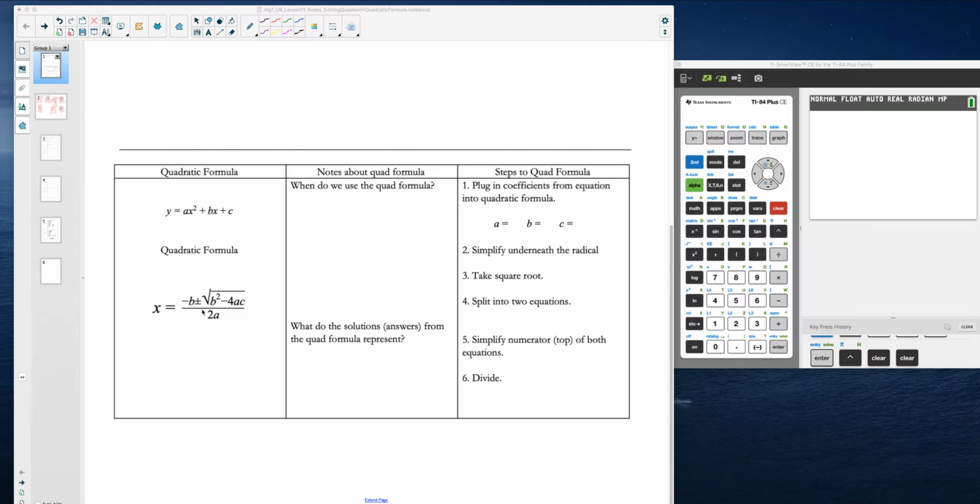Now, if you notice, here's this negative b over 2a. We've been using that to find the vertex. That's the center of our vertex. And that means that the two intercepts or the two solutions are equal distance from that line.